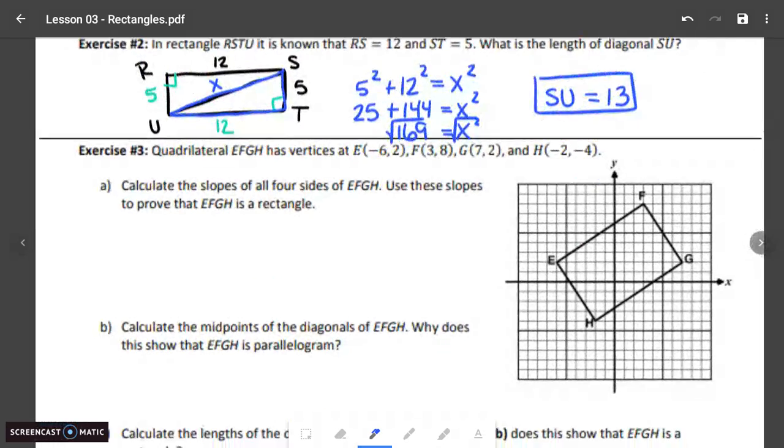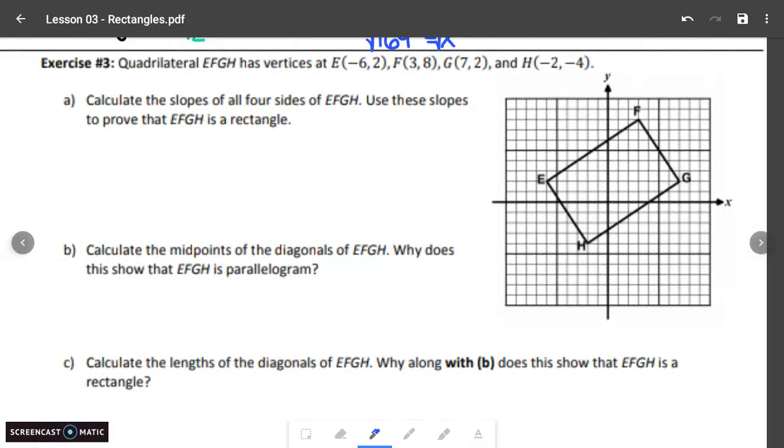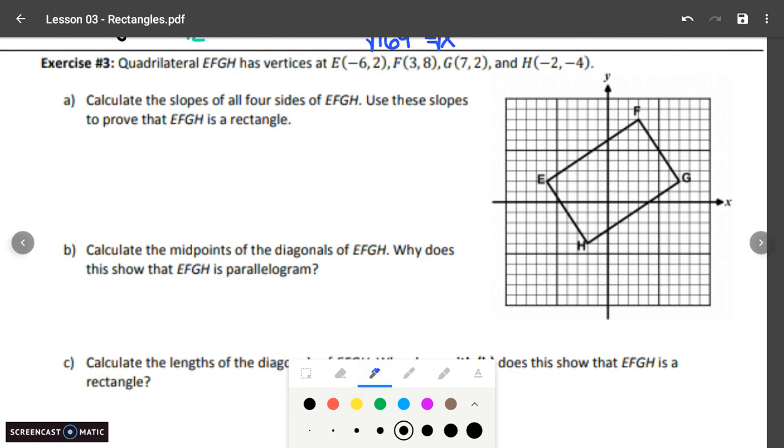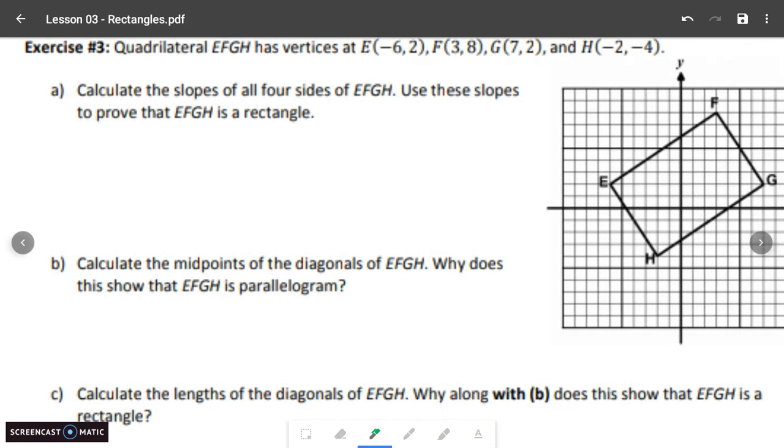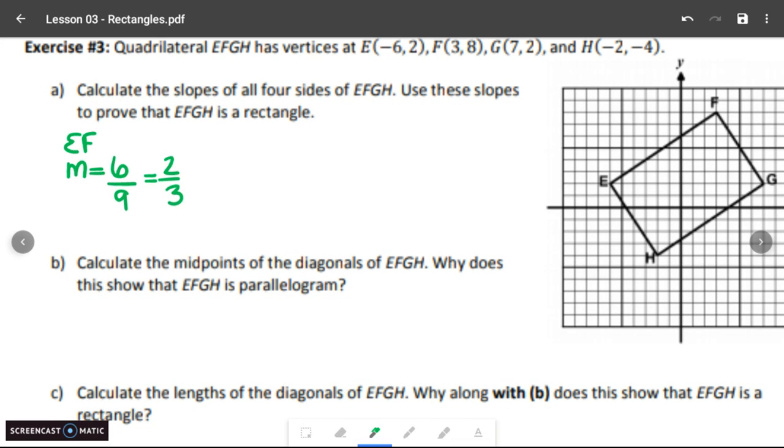In the next exercise, our rectangle is already given. We want to calculate the slopes of the 4 sides. So remember, that's just us counting our boxes. If we look at each of the 4 here, if we start with EF, when I count here, I'm counting up 1, 2, 3, 4, 5, 6 over 1, 2, 3, 4, 5, 6, 7, 8, 9. So up 6 over 9, which simplifies to 2/3.